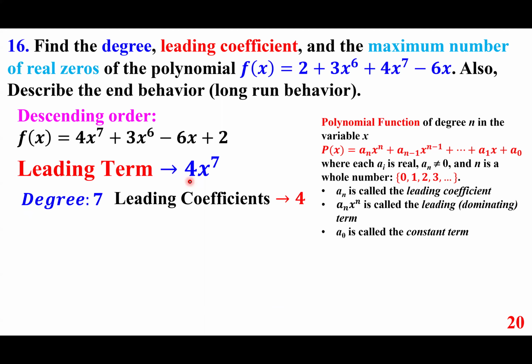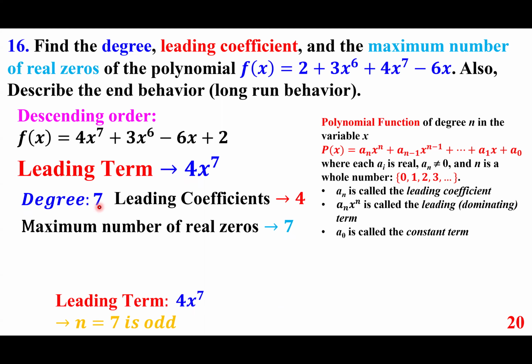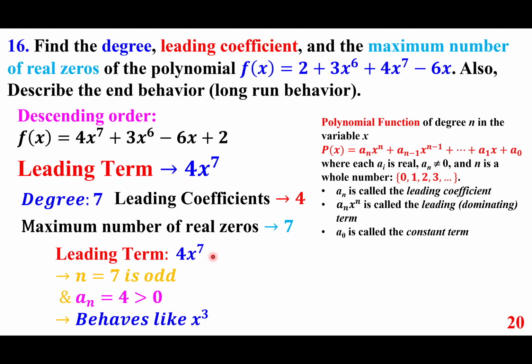As always, the maximum number of real zeros is just the degree, which is 7. And 7 is an odd number, so the end behavior looks like x cubed. So we're going to write the leading term, x to the power of 7. n is 7, which is an odd number. That's the key. And a sub n is 4, which is positive, so it behaves like x cubed.